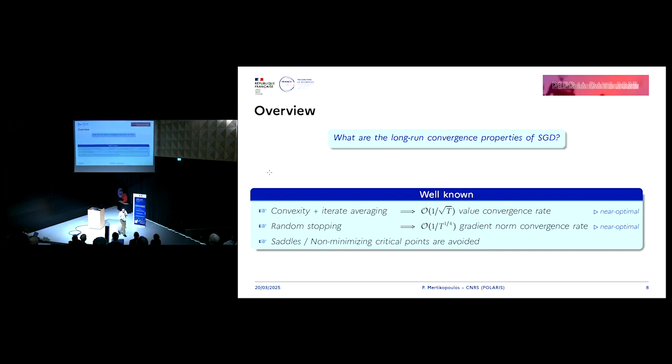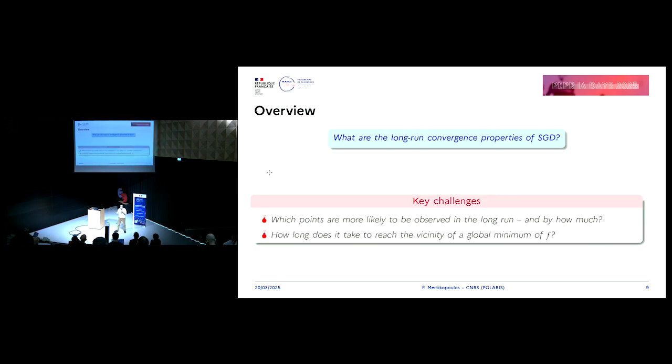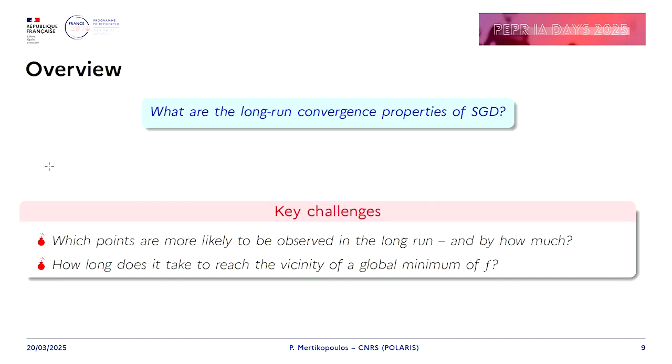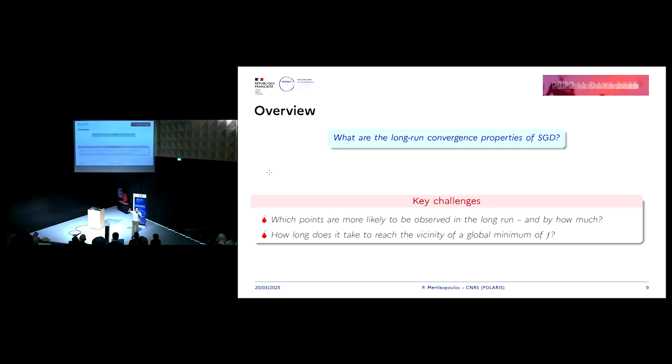All right, now, all this is pretty classical, but it doesn't answer the real question that we would like to answer, at least from a global optimization perspective. From all the critical points that SGD visits, which are the most likely to be observed, and by how much? So this has to do with the distribution of the iterates of SGD over time.